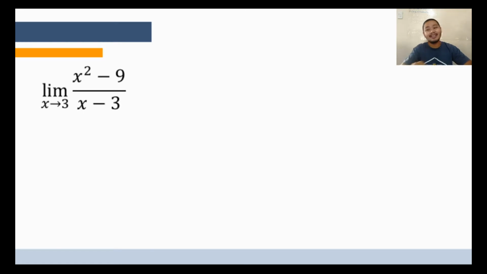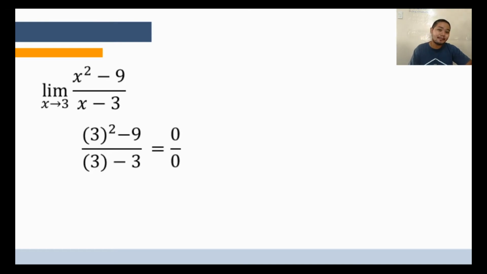So we have here the limit of x squared minus 9 all over x minus 3 as x approaches 3. So, anong gagawin natin dito? Ang gagawin lang natin is we're going to substitute yung x by 3. So, it will be 3 squared minus 9 all over 3 minus 3. Magiging 0 over 0 siya. That is indeterminate. Ibig sabihin, na-achieve natin yung indeterminate form.